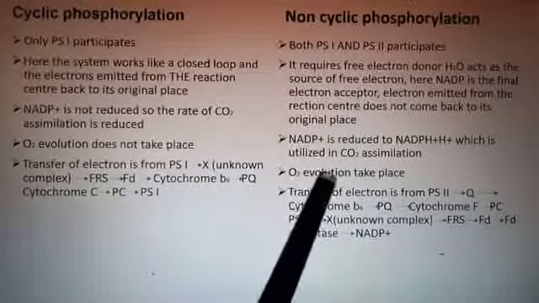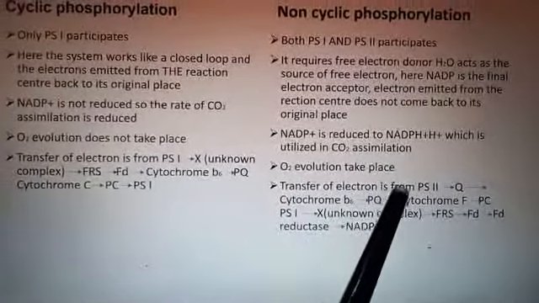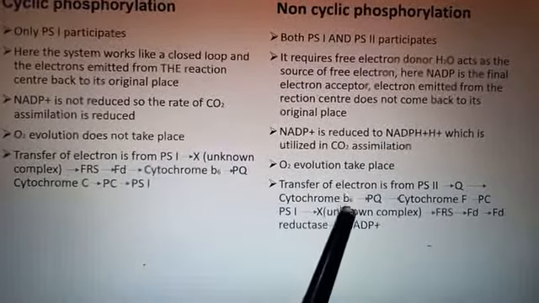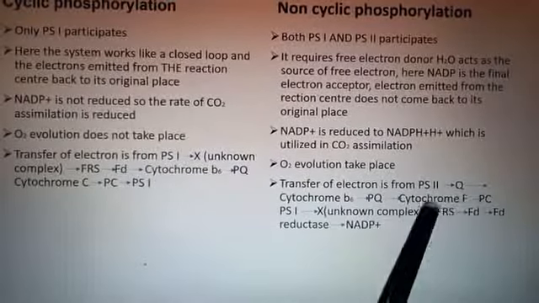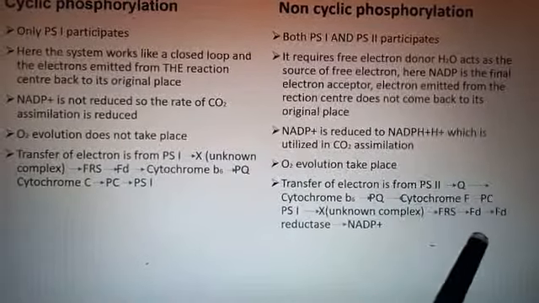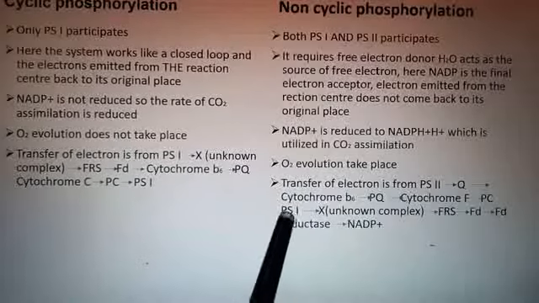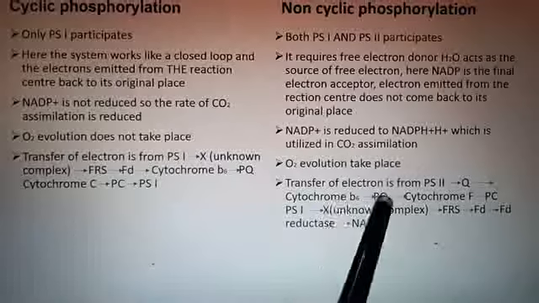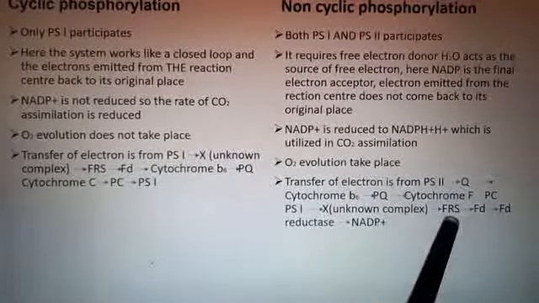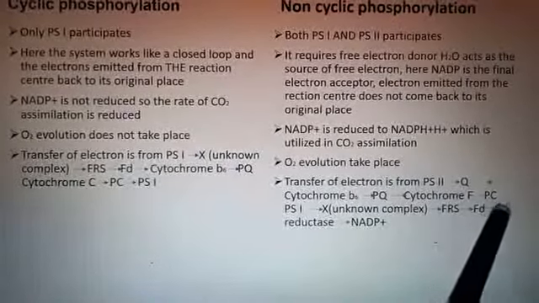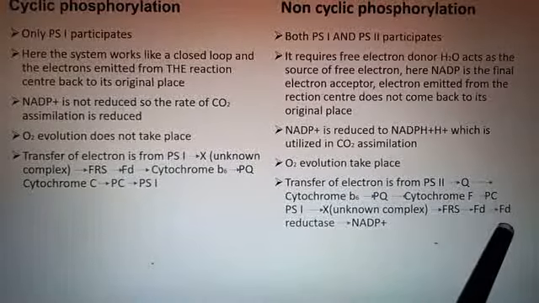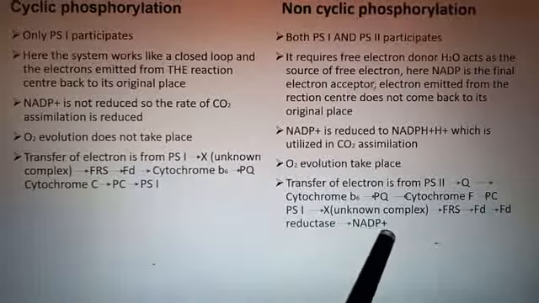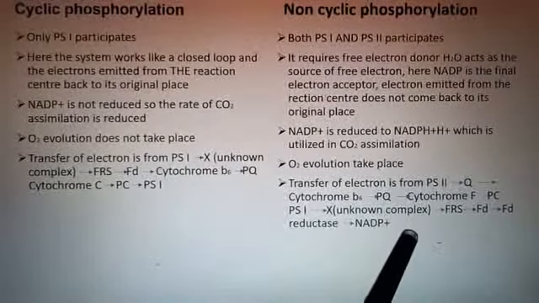Whereas in non-cyclic phosphorylation, the transfer of electrons is from photosystem 2 to quinone, from quinone to cytochrome B6, to plastocyanin, to cytochrome F, and from cytochrome F to plastocyanin, and then to PS1, the pigment system 1, to X, the unknown complex, from X to FRS, then FD, ferredoxin, and then ferredoxin reductase, and from ferredoxin reductase to NADP, and lastly the NADPH2 form, that is the reducing power.